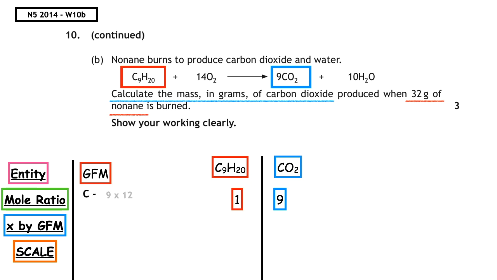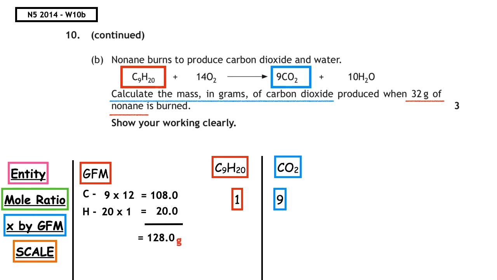So for our reactant, for nonane, how many carbons do we have in the formula? We have 9 multiplied by the relative atomic mass, which is 12. 9 times 12 equals 108. Hydrogen, how many do we have in the formula? We've got 20 multiplied by the relative atomic mass, which is 1. 20 times 1 equals 20. When we add those up, we get a GFM of 128 grams.